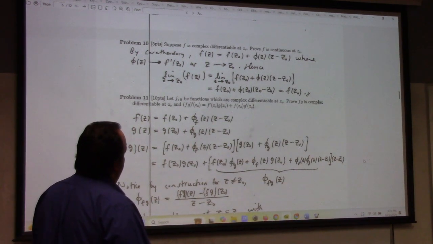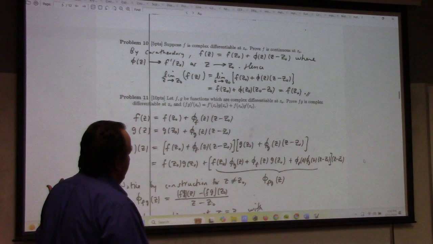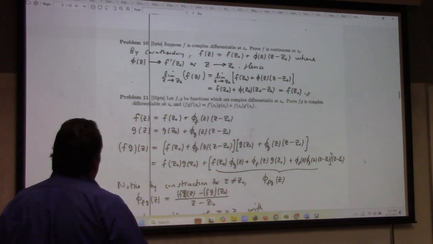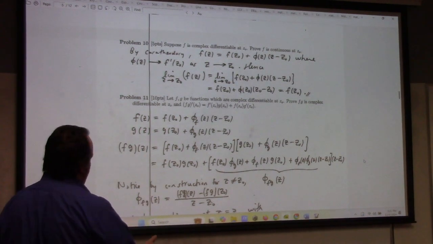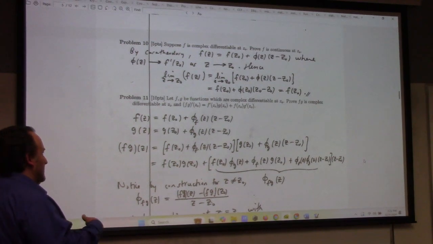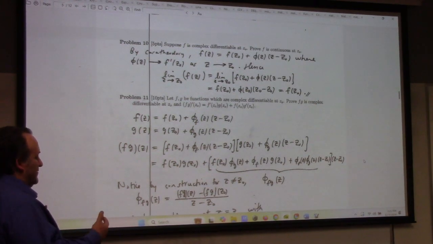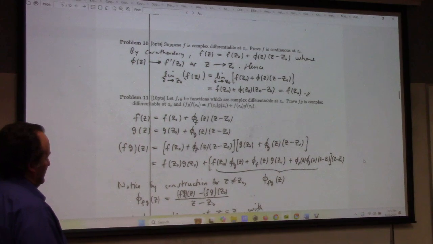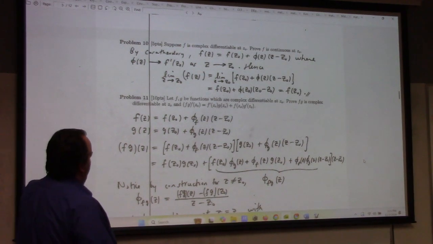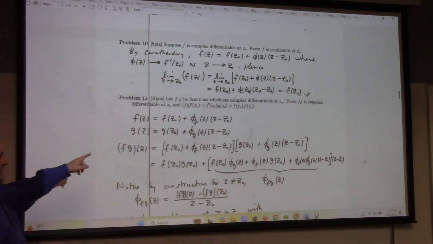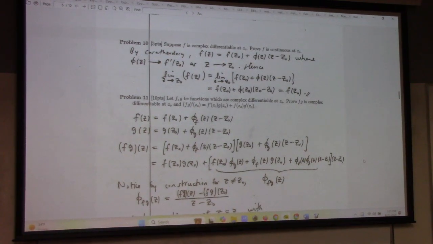Complex differentiable, prove it continuous. So the easiest way is with Carathéodory. You just take the limit of the function, which is the limit of its value at z naught plus the Carathéodory function times z minus z naught, which immediately leads us back to f of z naught. Prove the product rule. Here's actually the proof of it. That was also a test question. You're noticing a theme here.